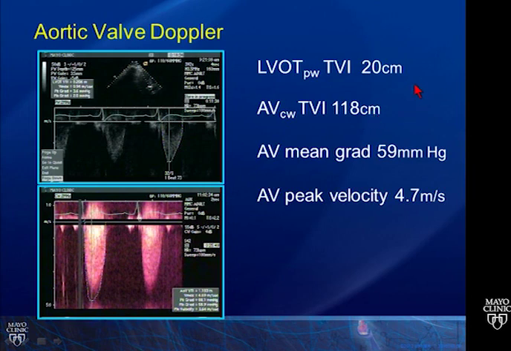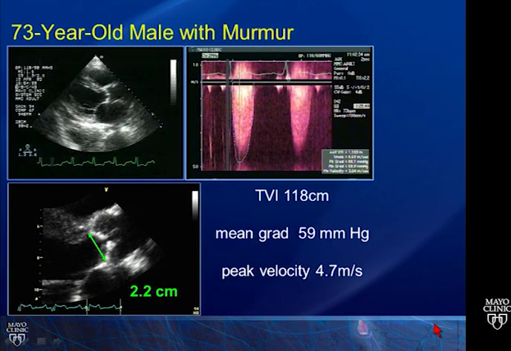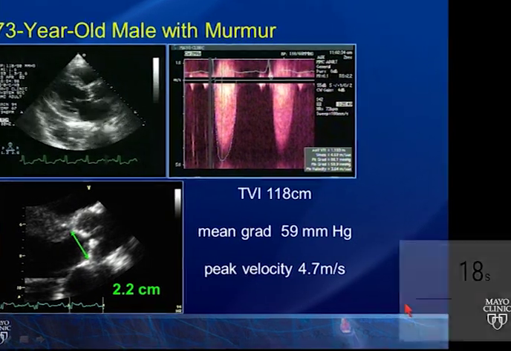For our purposes here today, and also because it's hard to see what's actually on the screen, of course I've given the LVOT PW TVI, the aortic valve continuous wave Doppler is 118, and then the mean gradient of 59 millimeters of mercury with a peak velocity of 4.7 meters per second. So go ahead and tabulate your answers on this case. I'll give you back the key information.